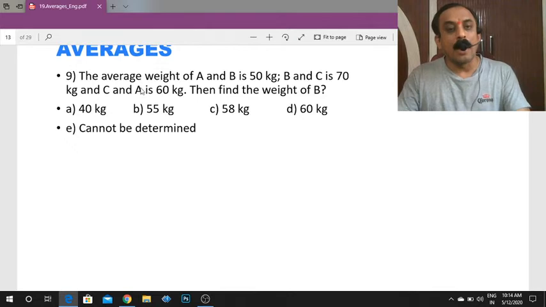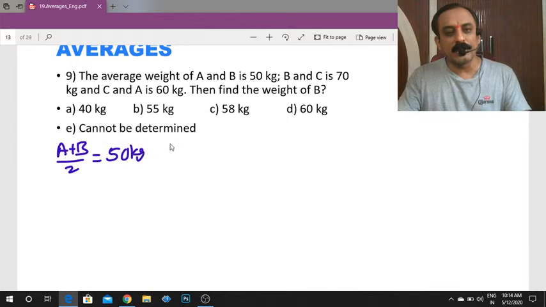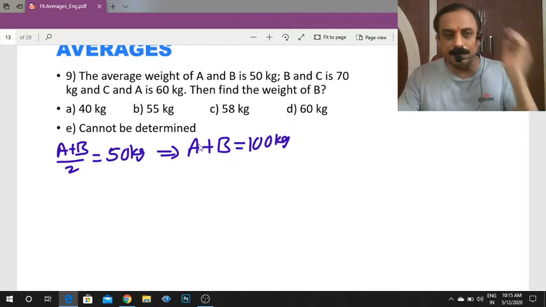Okay. Now the average weight of A and B is 50 kg. Average means A plus B by 2. A plus B by 2 is 50 kg. It implies A plus B is equal to 2 into 50, 100 kg.